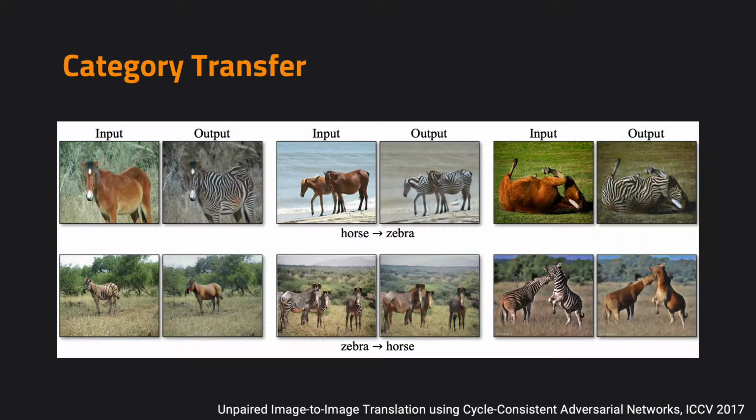Here are some more examples of category level transformation, this one transferring between horse and zebra. You can see that the network can very vividly put stripes on the horse to make it look like a zebra. At the same time, if the original image is a zebra, it can also work like a stripe remover to transform the zebra back to a horse.